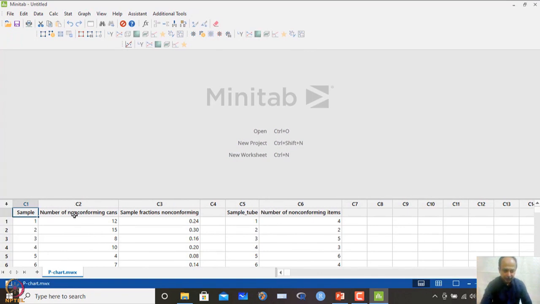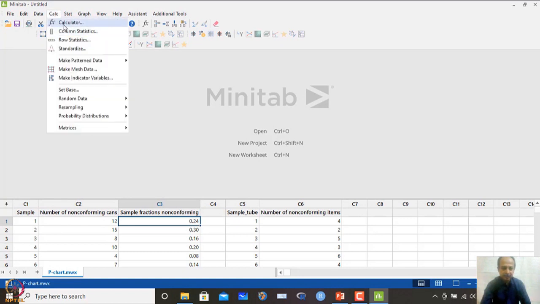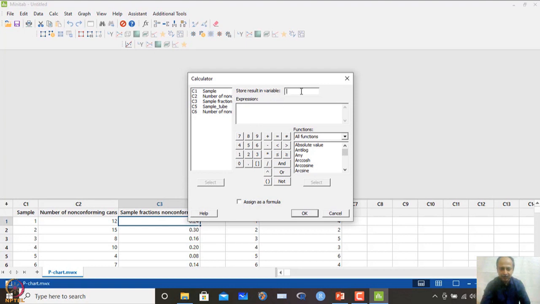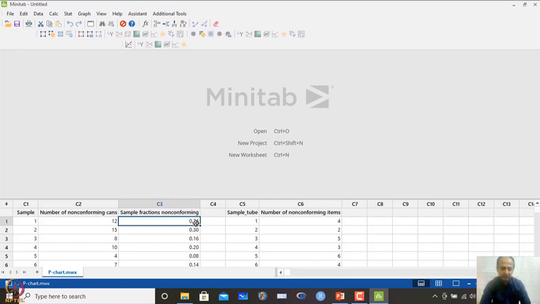These are the two examples that we are talking about: non-conforming cans first, and then the sample fraction defective. What you see is that 12 by 50 was done, and this is 0.24. Like this, we divide by 50, I get the proportion defectives, and that can be monitored. So, we can use the calculator over here to calculate this. If I store results in, let us say, C3, I will write C2 divided by 50. That is the expression I want to use over here, and if you click that, automatically these values will be replaced, and you will get all the observations that you see over here.